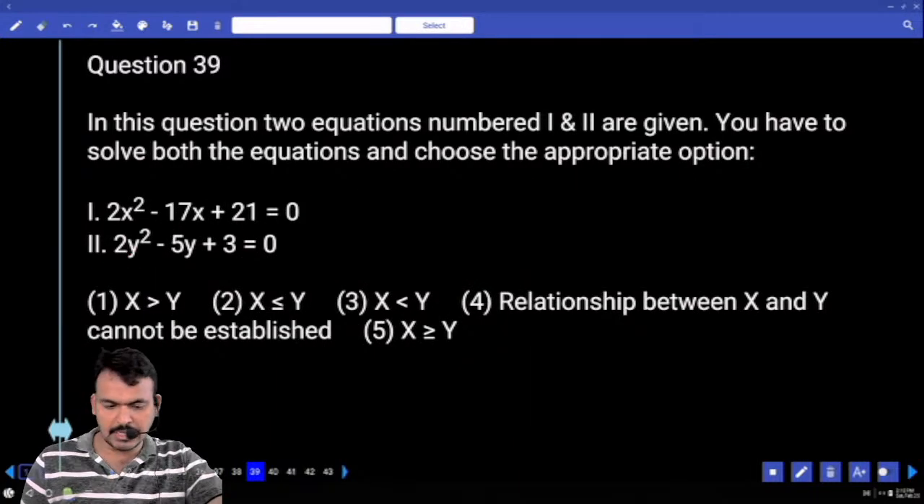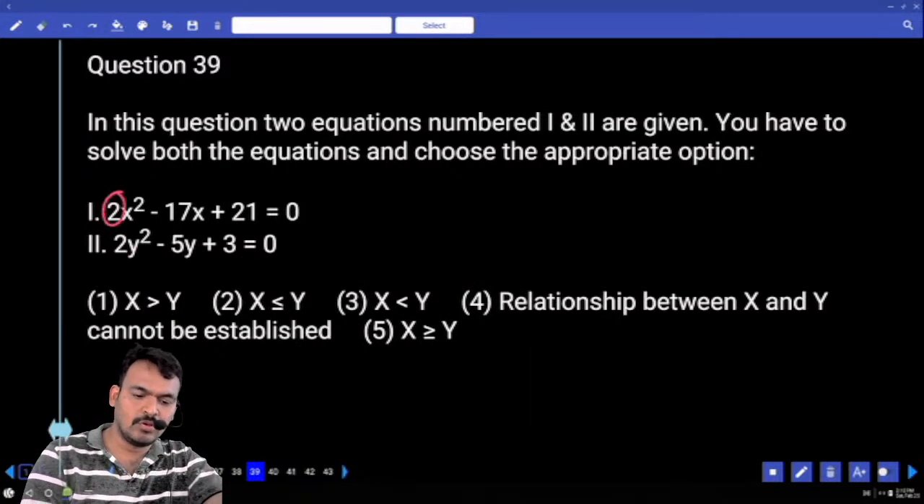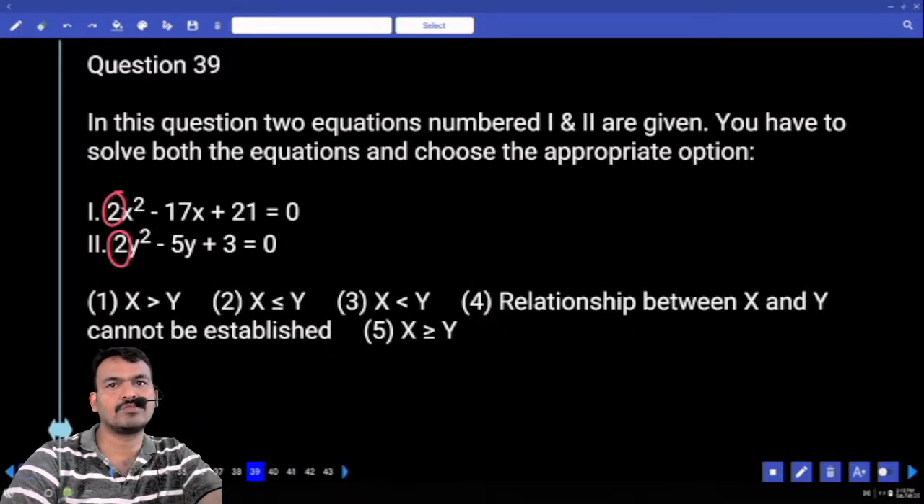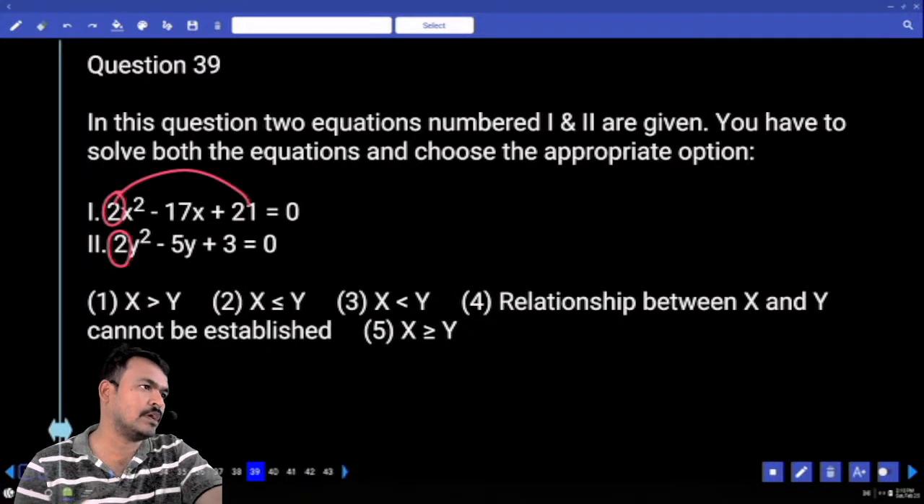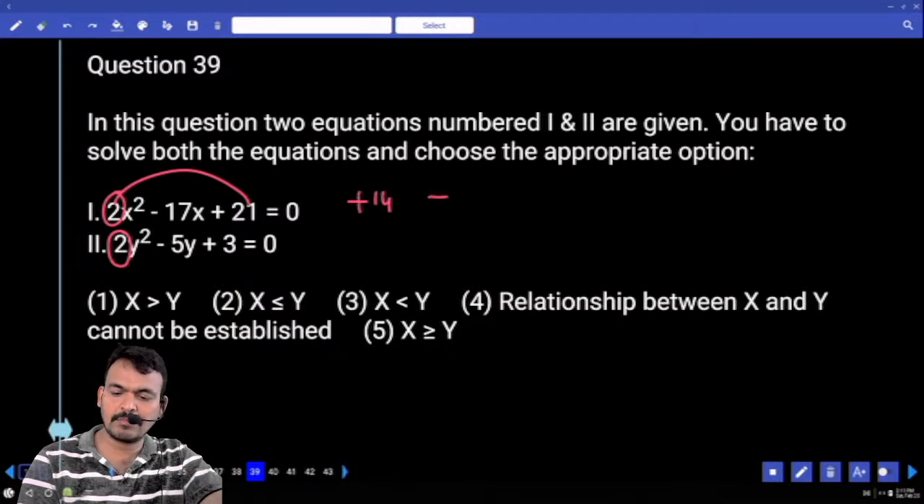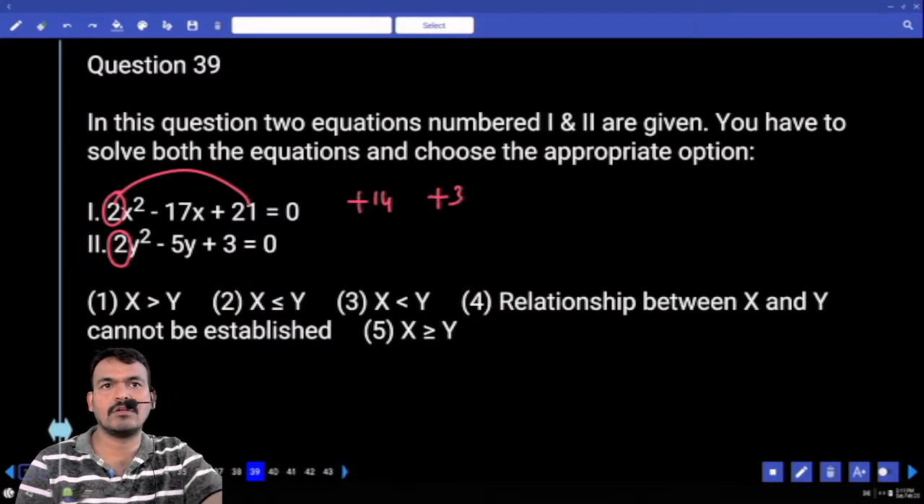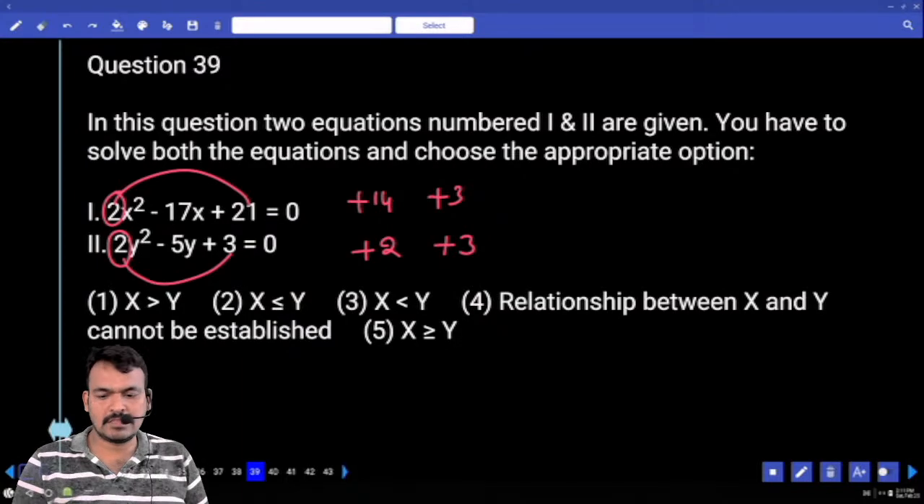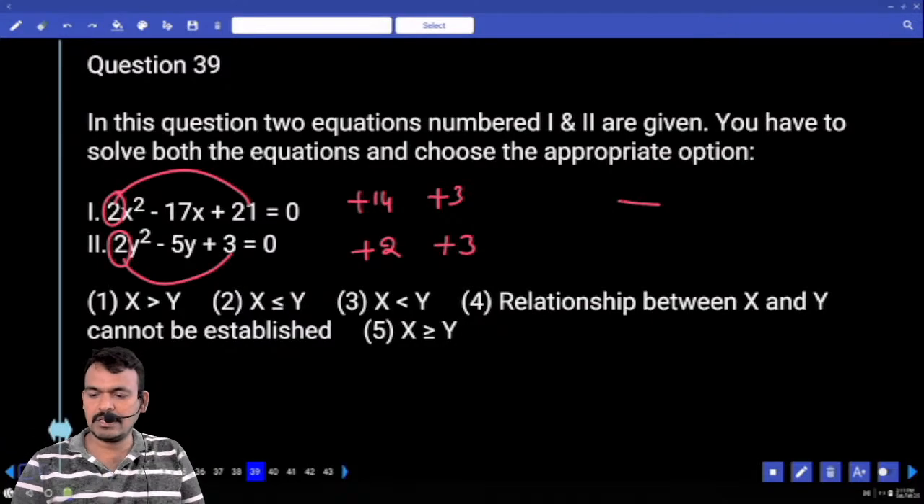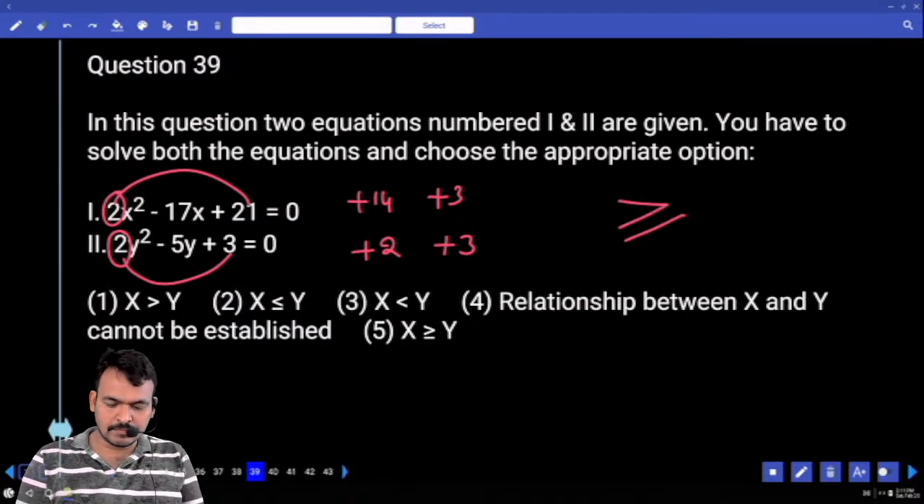Next question number 39. What is the coefficient of x square? 2. Coefficient of y square also 2. Equal coefficients are there, then directly we write factors. 2 into 21, 42 means 14 into 3. One is plus 14, another one plus 3. Then directly we write final roots. Second one 2 3 is how much? 6. Then one will be plus 2, another one plus 3. Okay, 14 compared to 2 comma 3, greater. 3 compared to 2 comma 3, one case greater, another case equal. What is the answer? Greater than or equal to.